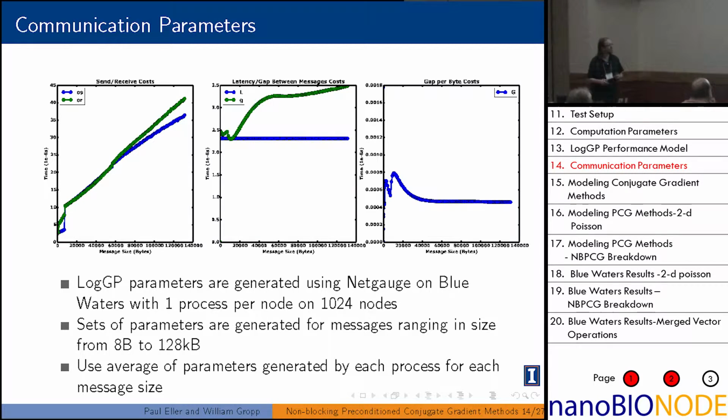We went back and looked at the NetGauge paper on generating LogGP parameters, and they had some results showing similar behavior. So that's one more thing we're going to need to look into a bit more. The latency and the gap between messages both gave pretty constant costs after some initial variation at the beginning. And the gap per byte costs were pretty constant also. And all these times are in microseconds. And basically, we feed these and the stream parameters into the model.